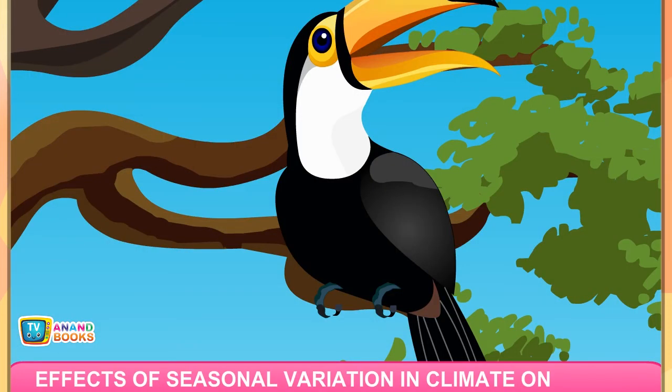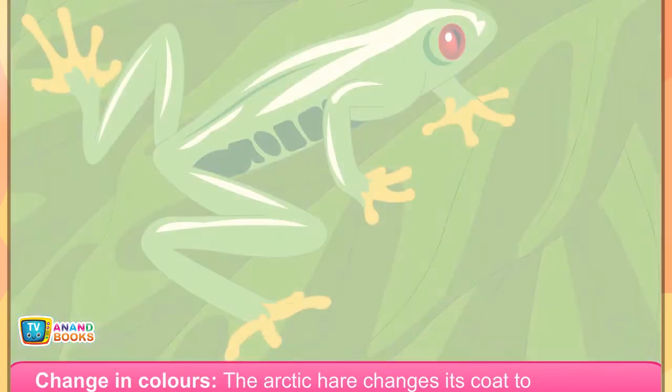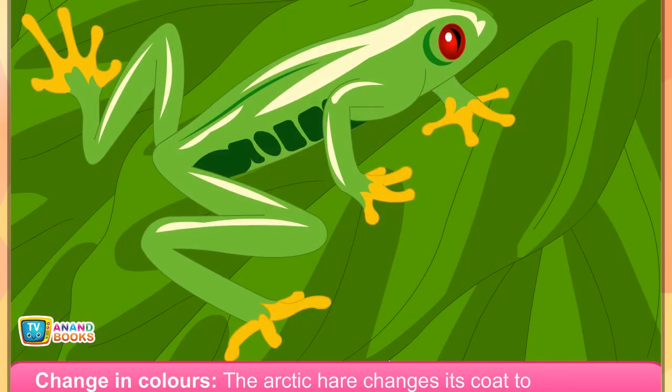Effects of seasonal variation in climate on animals. Animals have to adapt to seasonal changes in order to survive. Change in colors. The Arctic hare changes its coat to camouflage. This enables the animals to escape predators. Migration.